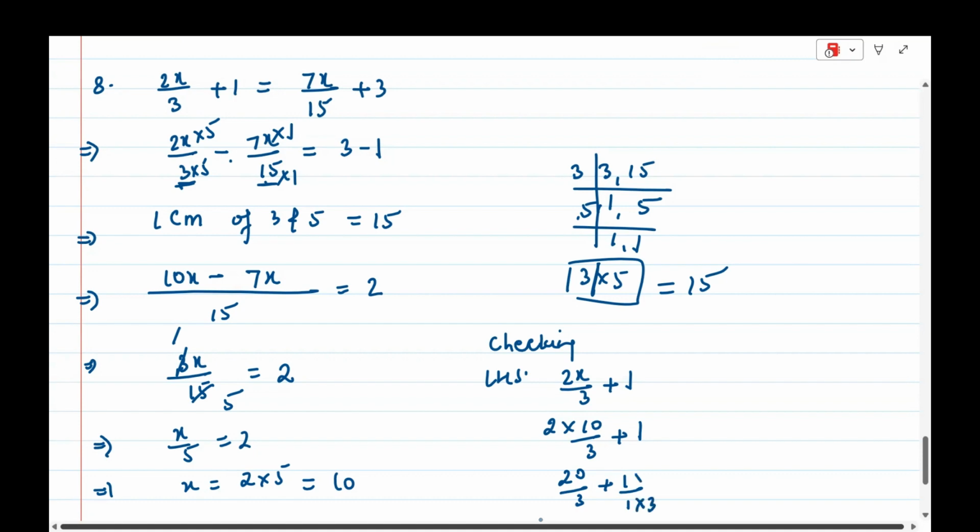So make the denominator equal. Need to multiply 1 by 3. Now what will happen? Here, I have denominator 3. Then 20 plus 3, which is 23 by 3. Check the right hand side.